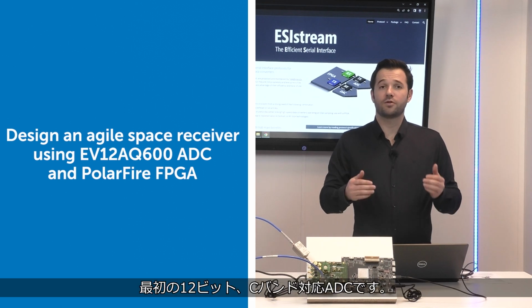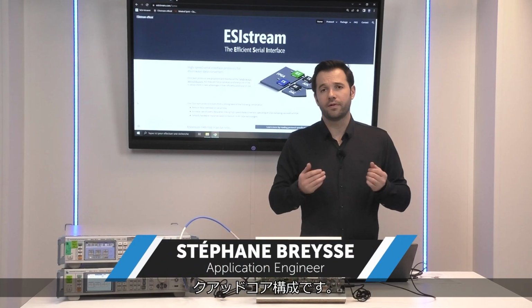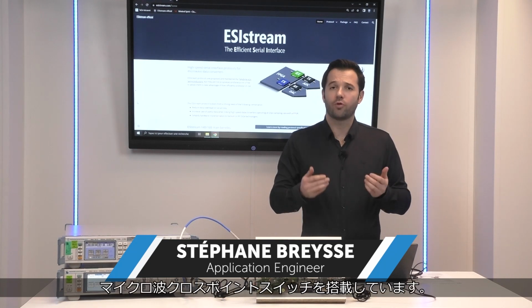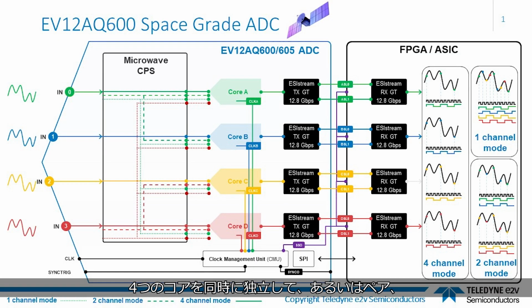EV12AQ600 is the first 12-bit C-band ADC to feature a quad-core microwave crosspoint switch. Its 4 cores can operate simultaneously, independently, paired or all interleaved to assign its 6.4 gigasample per second sampling speed.